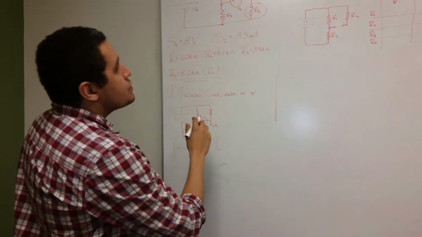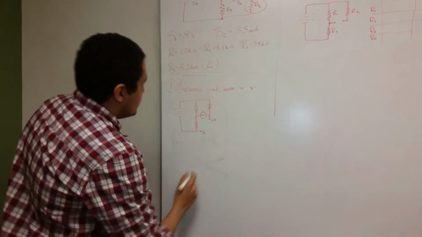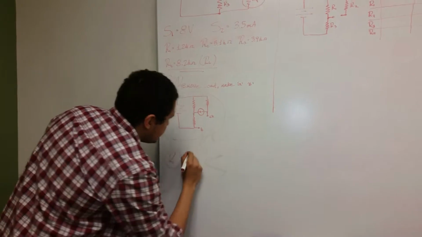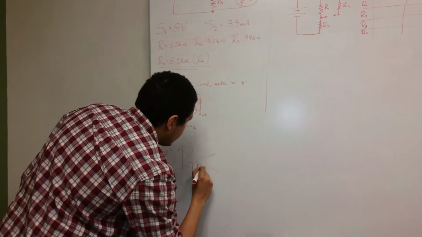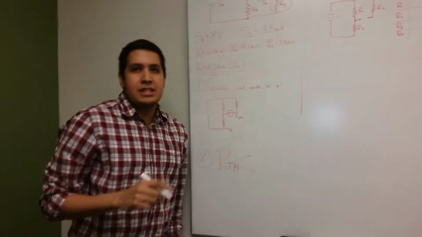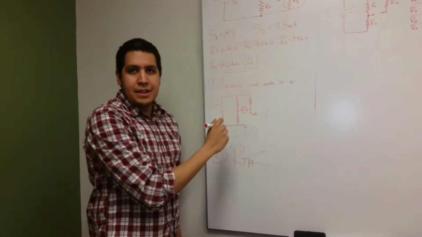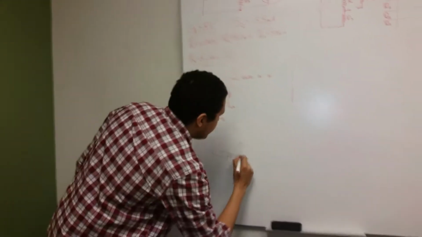The first thing we need to do now is find out RTH. So RTH is the Thevenin resistance. It's not the whole resistance of the circuit. It's basically the resistance from A to B.